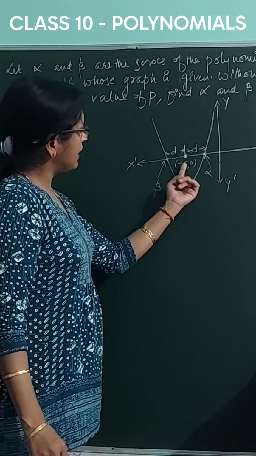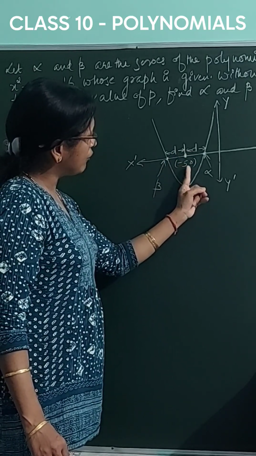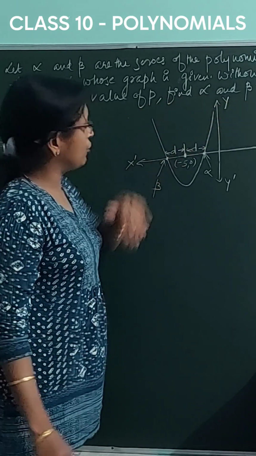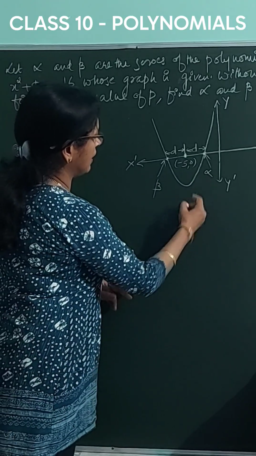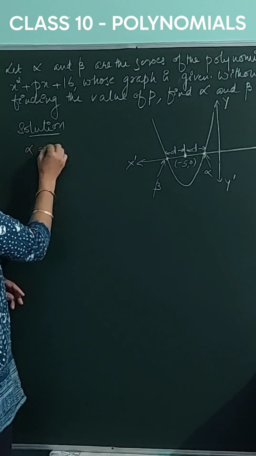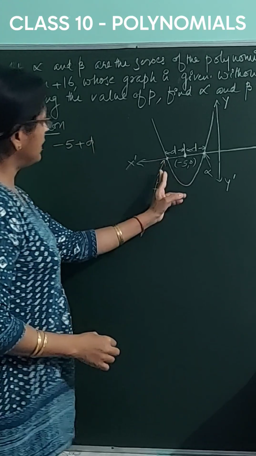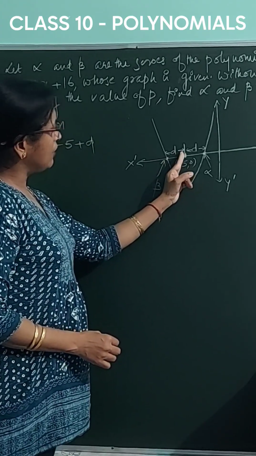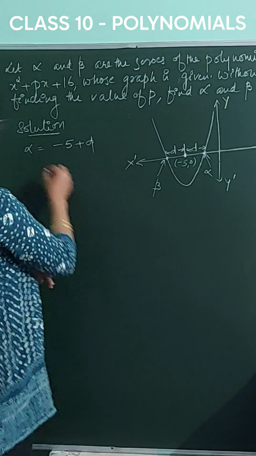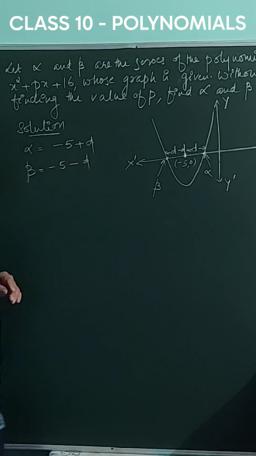See, alpha is at a distance of d from this center point. This point is minus 5, 0 given in the question. And it is at a distance of d in the positive direction of x-axis. So alpha can be written as minus 5 plus d. So from the figure, we get alpha is equal to minus 5 plus d, and beta is at a distance of d towards the negative x-axis. So beta will be minus 5 minus d.